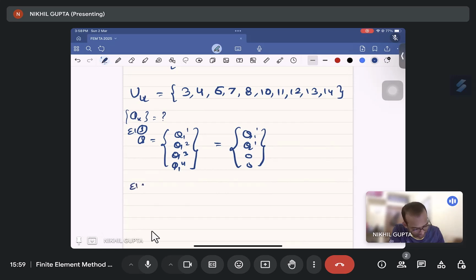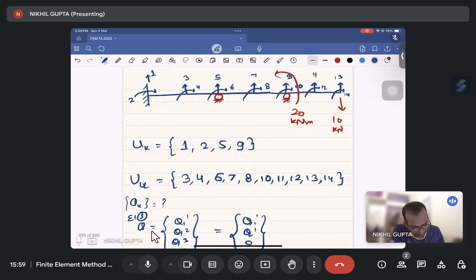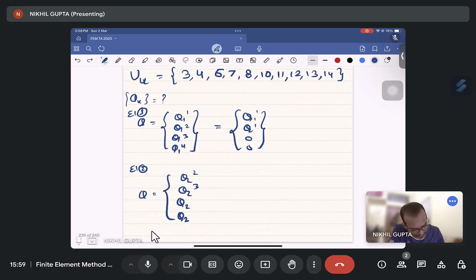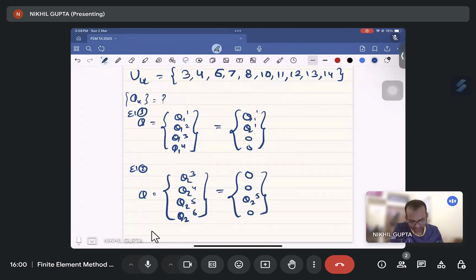Similarly for element number 2 we can write Q as Q2, and for this the degrees of freedom will be 3, 4, 5, 6, based on the degree of freedom. The top two will be 0, and if the reaction is to be calculated, then Q2 will be there.